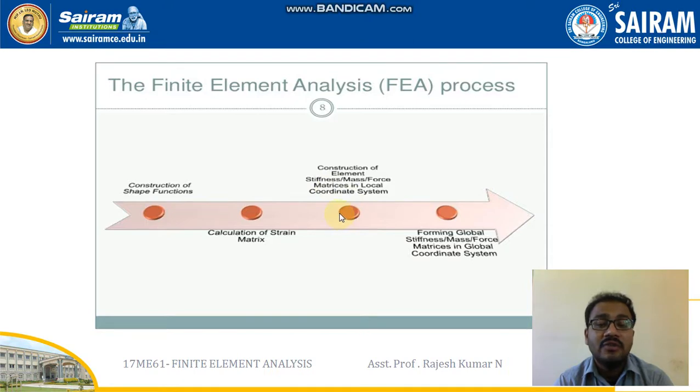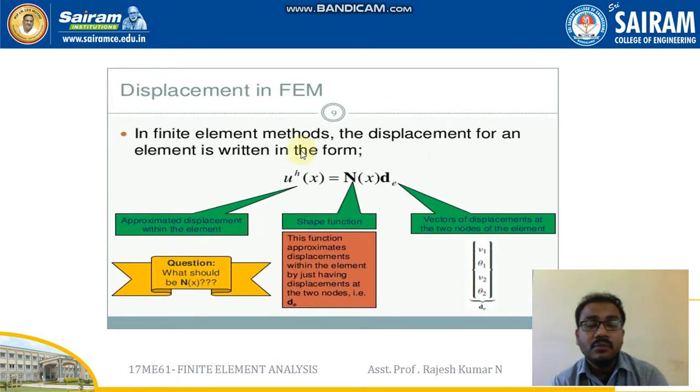We will be finding out, and in the last step we will be discussing how to form the global stiffness matrix or mass matrix or the force matrix in the global coordinate system. So all these things. If you see the methodology to solve the beam problems, it is almost similar to what we followed for the bar and the truss elements, except the change of the degrees of freedom and the stiffness matrix. There will be a slight variance that we'll be discussing now.